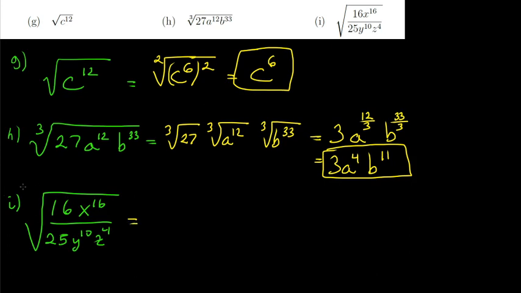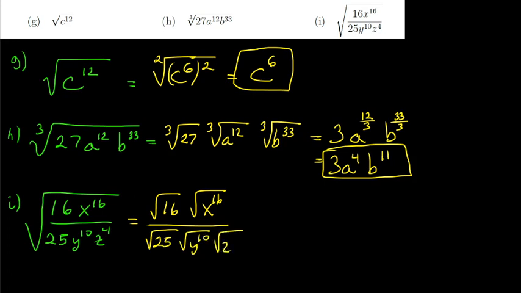Right. So now you should be comfortable with this. So let's split all this up. This is the square root of 16, the square root of x to the 16, divided by the square root of 25, the square root of y to the 10, and the square root of z to the 4. So doing everything all at once here, the square root of 16 is 4 in the numerator. And the square root of x to the 16, be careful, it's not x to the 4, right? You're dividing by 2. So 16 divided by 2 is 8. So this is x to the 8.